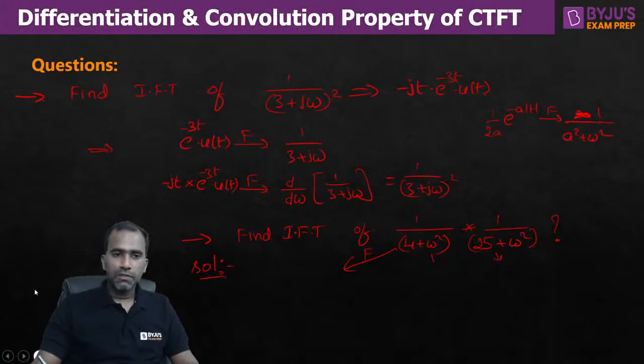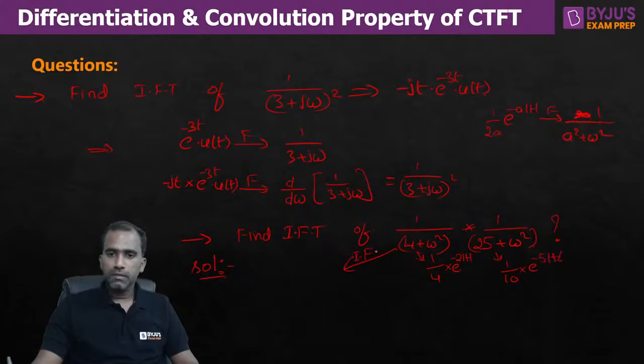First we should know the inverse Fourier transform of both the functions. It is 1 by 2a. What is a here? a is 2 here. So 1 by 2a is 1 by 4 into e power minus 2 mod t. That is the inverse Fourier transform of this one. So how about this one? For this function, the inverse Fourier transform is 1 by 2a, which is 1 by 10 into e power minus 5 mod t.